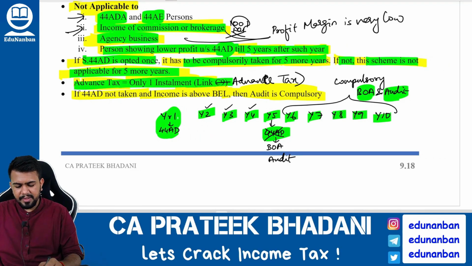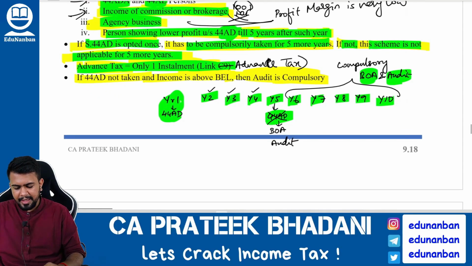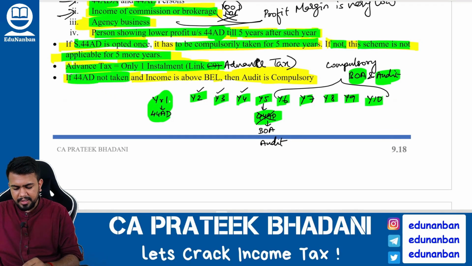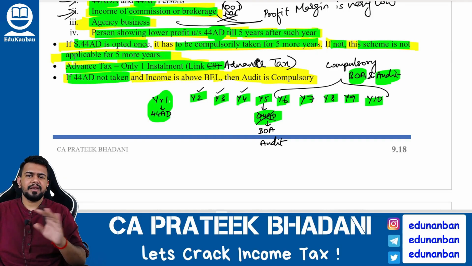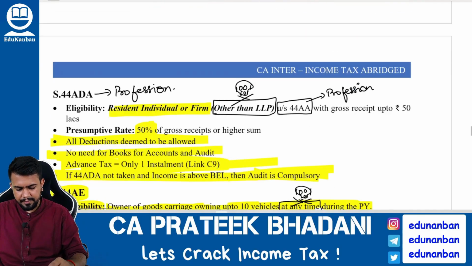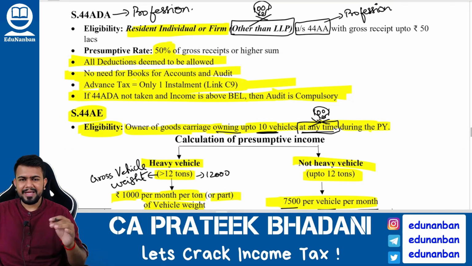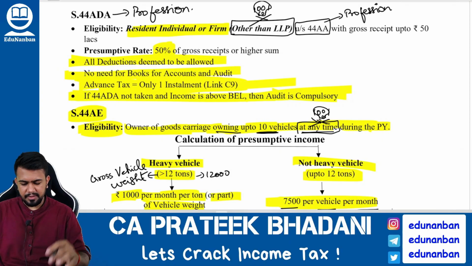Okay. Next, in 44AD there is one more benefit. Advance tax needs to be paid only in one installment, that is at the year end. And if 44AD is not taken, however, if income is below the basic exemption limit, then no need to do tax audit. Okay. Now let's come to section 44ADA, which speaks about profession.